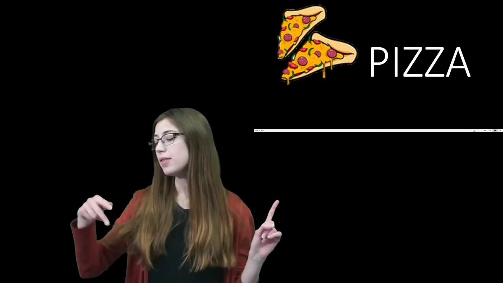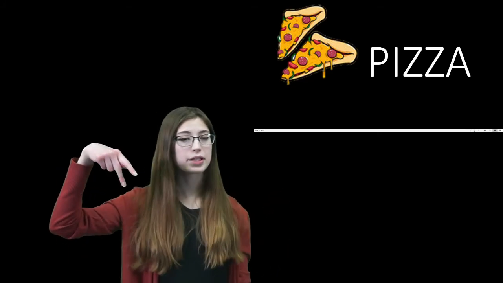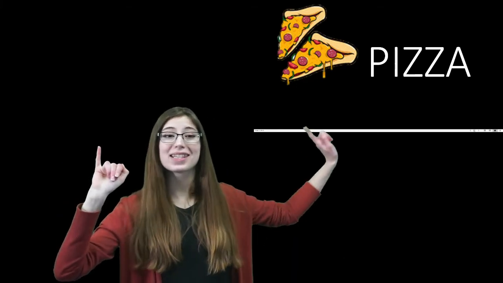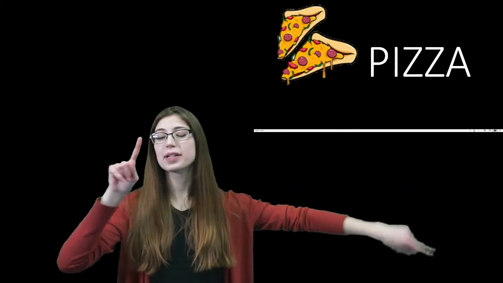Pizza. For this, you are going to spell the letter P, which is an upside down K, I. For the Z, we get to do something special, where instead of drawing the letter Z twice, you're going to use a bent V hand shape and draw both the letter Zs at the same time. Then an A. So P, I, Z, Z, A. Pizza.